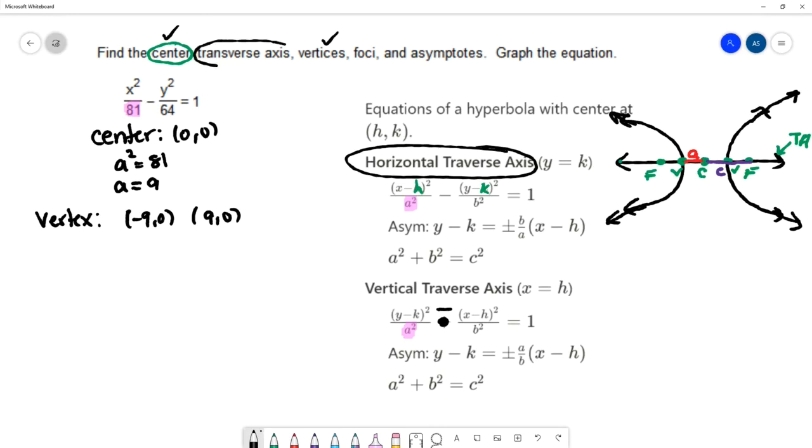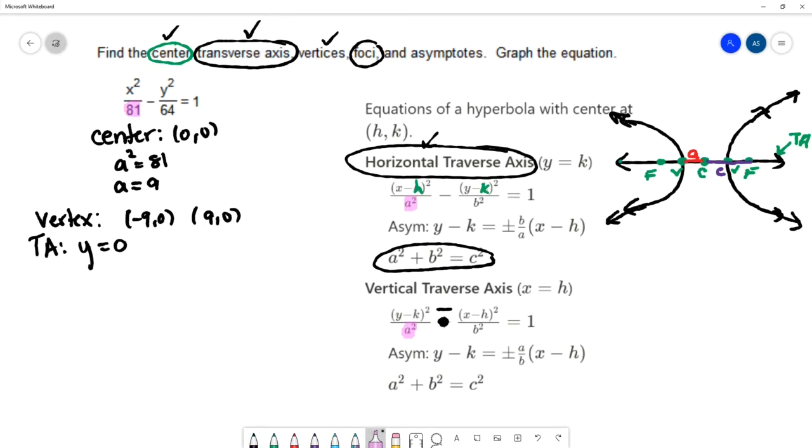I found the center and the vertices. The transverse axis passes through the center, and we already said it's horizontal. So we know that the transverse axis is going to be the line y equals 0. I can find the foci with the value of C. I don't know the value of C yet, but I can use this equation here to figure out that value of C.